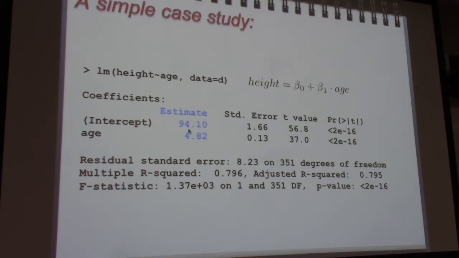These are the estimates. So our intercept is 94.1. That's beta naught. And our age slope is 4.82. So it's telling us that for every year increase in age, expected height goes up 4.82 centimeters.